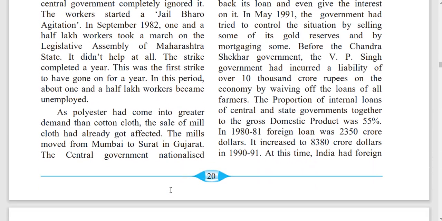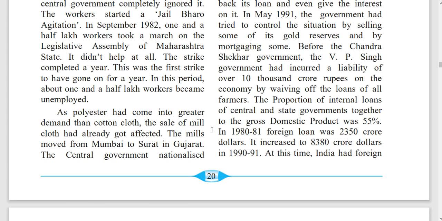The strike completed a year. This was the first strike to have gone on for a year. In this period, about 1.5 lakh workers became unemployed. As polyester had come into greater demand than cotton cloth, the scale of mill cloth had already got affected. The mills moved from Mumbai to Surat in Gujarat.